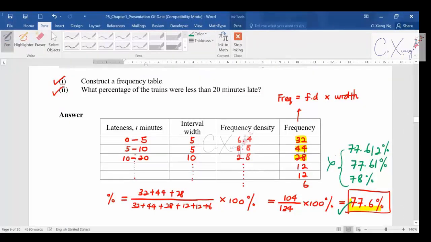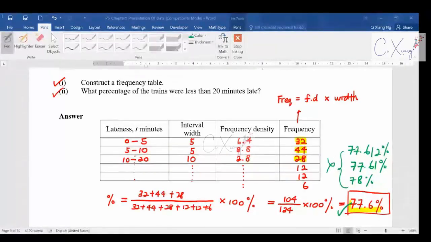So maybe you ask me now, why do I need to put my answer as 77.6? That's the reason, actually, especially for statistics. Actually, it applies for all the maths papers in A-level, but especially for the statistics paper, you need to always remember the rules here. So remember the answer is 77.6.